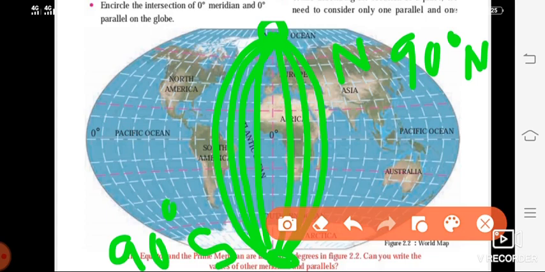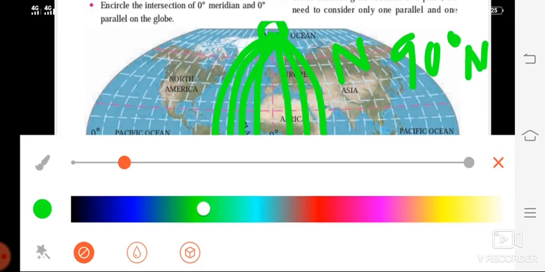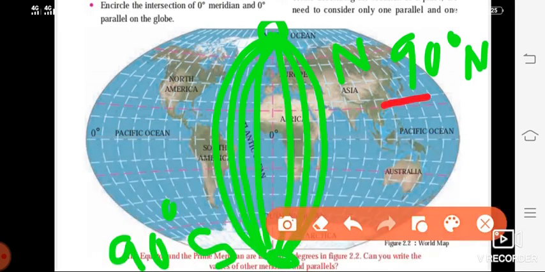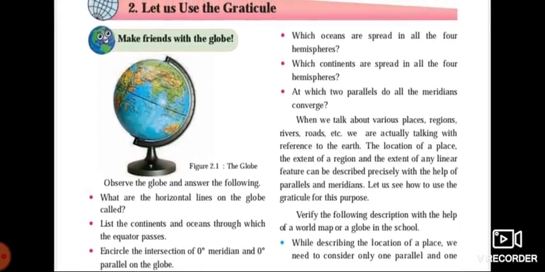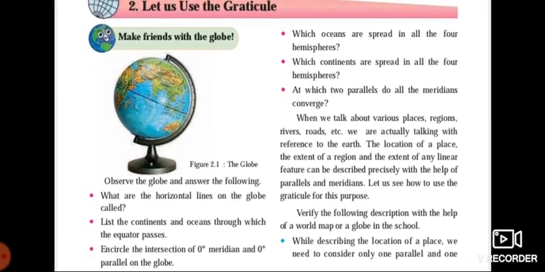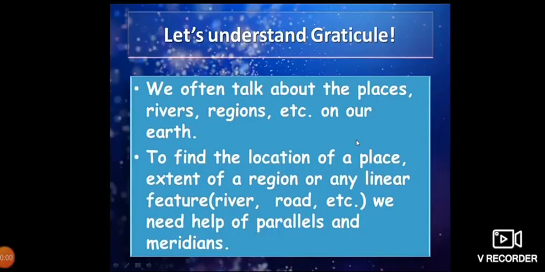Did you understand what will be the answer? What will be the answer? I'll show you. 90 degree north parallel and 90 degree south parallel. So now with a pencil you are going to write the answers of all these questions in your textbook. So after making friends with the globe, let us now understand the use of graticule.